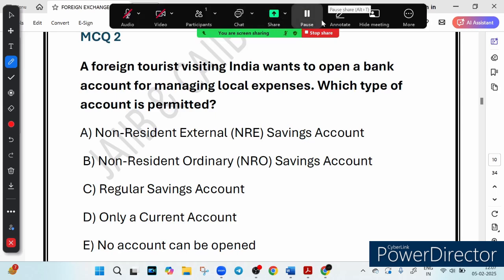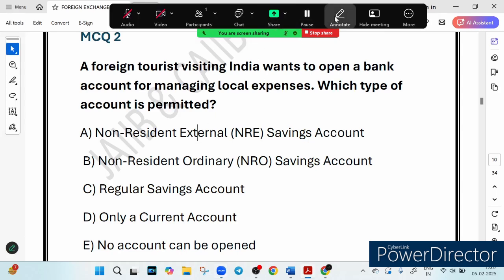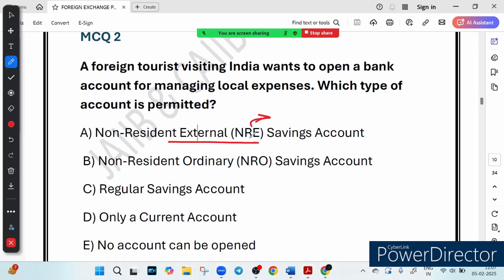Let's talk about it. NRE savings account, that is a non-resident external savings account. So it is for non-resident Indians. This is for NRIs who earn income from abroad and want to park their foreign earnings in India. Foreign tourists are not NRIs. A foreign tourist is not an NRI, right? They are just visitors for a short time, so they are not eligible to open an NRE account.